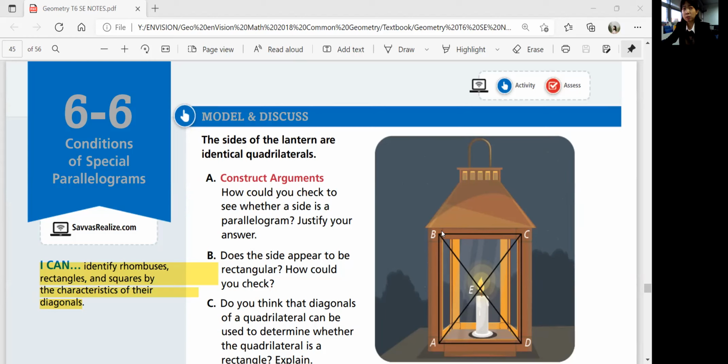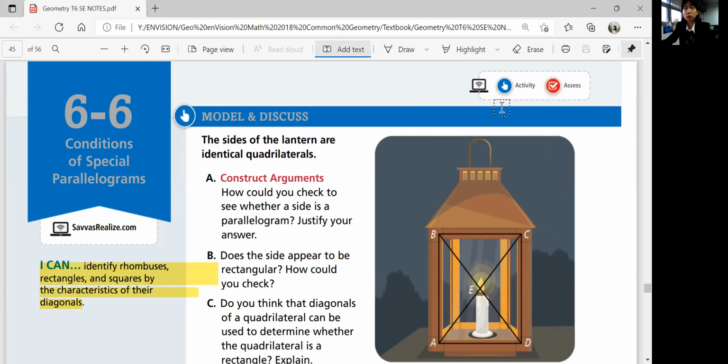You could measure the sides and see if they're congruent. What else? You could measure the angles and see if the diagonals bisect the angles, or if there are any relationships between the interior angles, and see if it makes parallel lines for the opposite sides of the parallelogram.